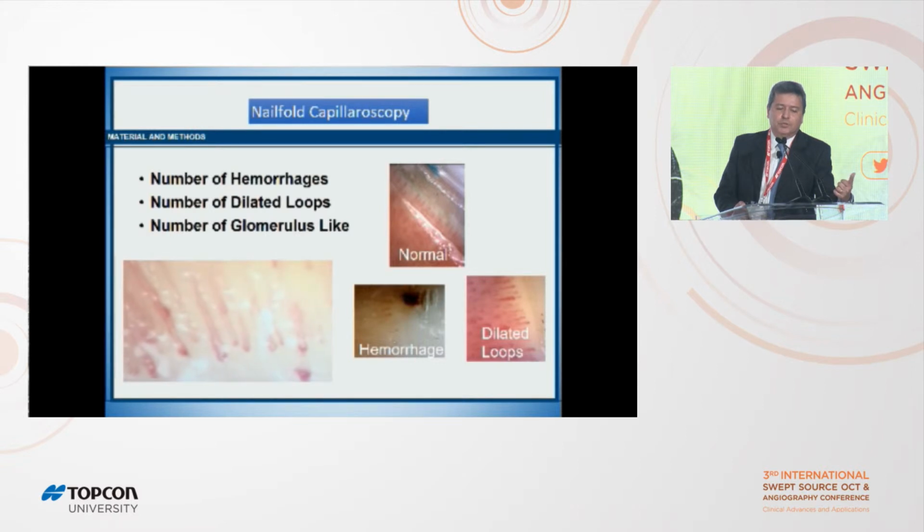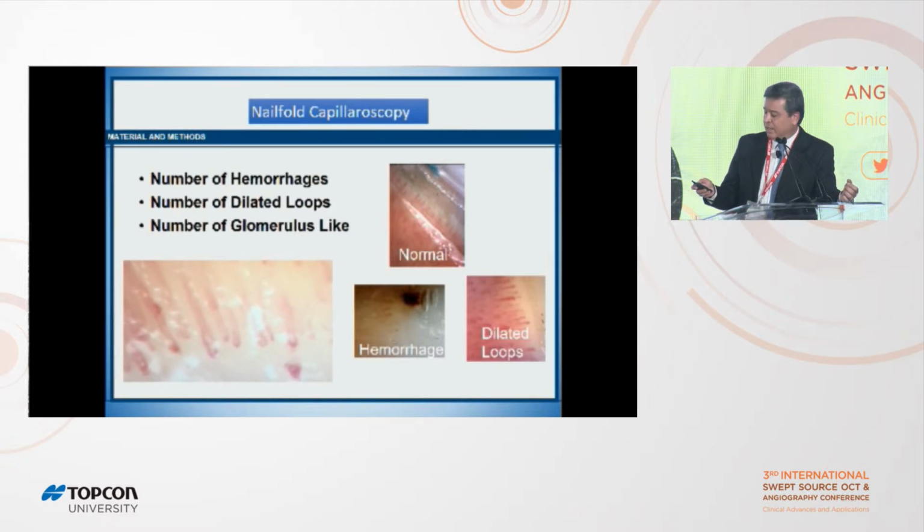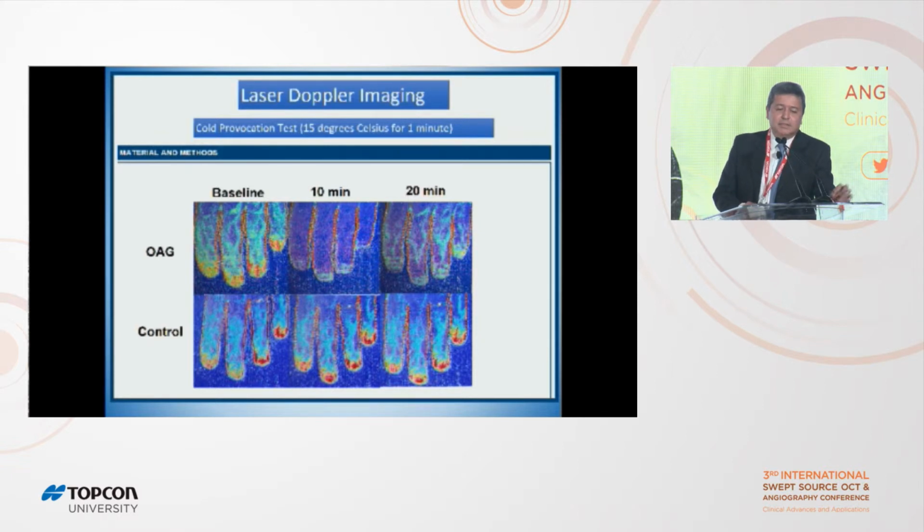This is how we do the nailfold capillaroscopy. We're looking for hemorrhage, dilated loops, and glomerulus-like abnormalities on the fingernails. And this is very interesting. It's a cold provocative test where you put the hand for 1 minute in 15 degrees Celsius and see the recovery from the baseline. You can see here the open-angle glaucoma, the baseline, 10 minutes and 20 minutes. And the control group recovers very fast, but this is not normal tension glaucoma. This is open-angle glaucoma with high pressure. We did find a difference between the baseline compared with the control group.